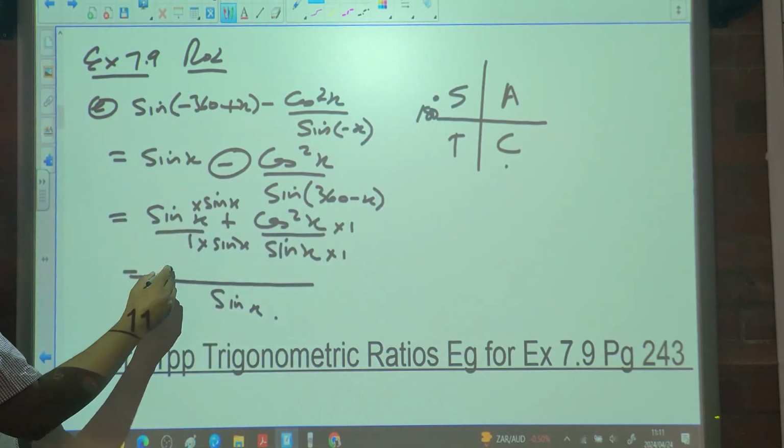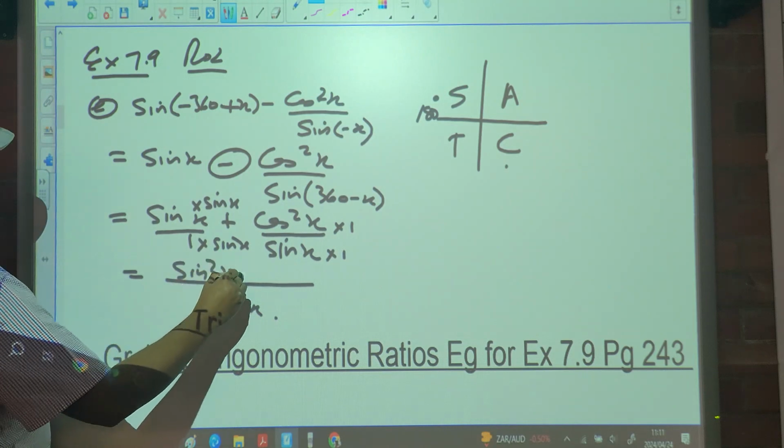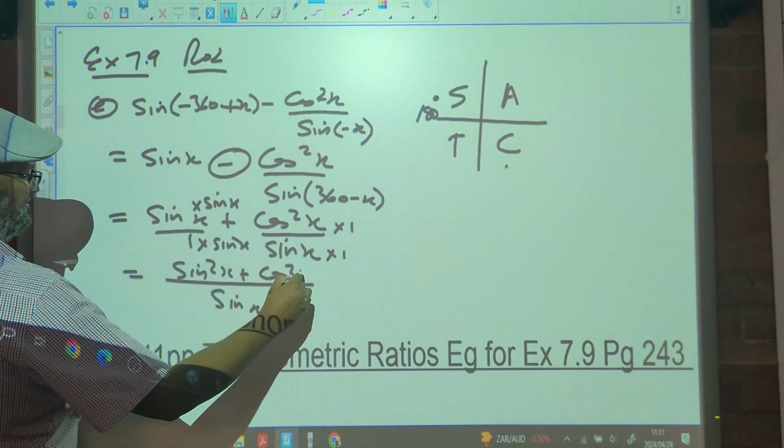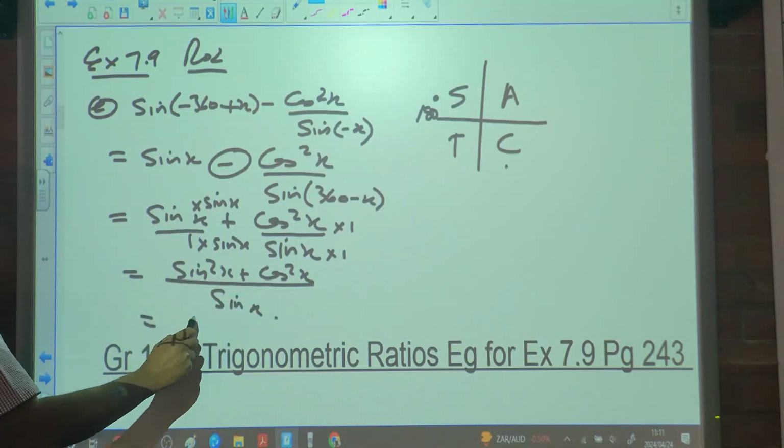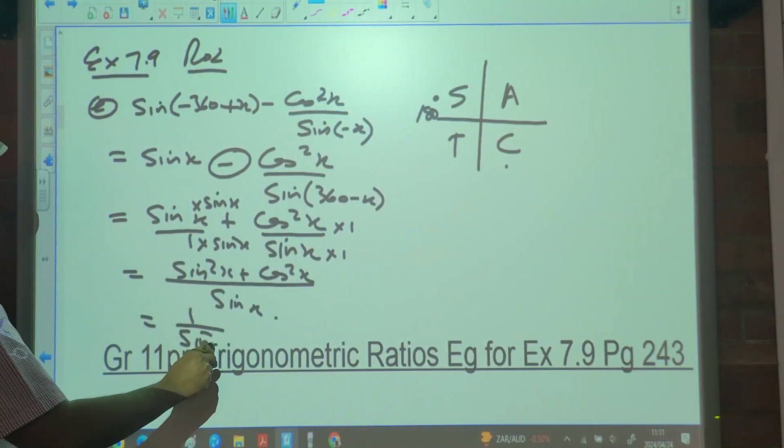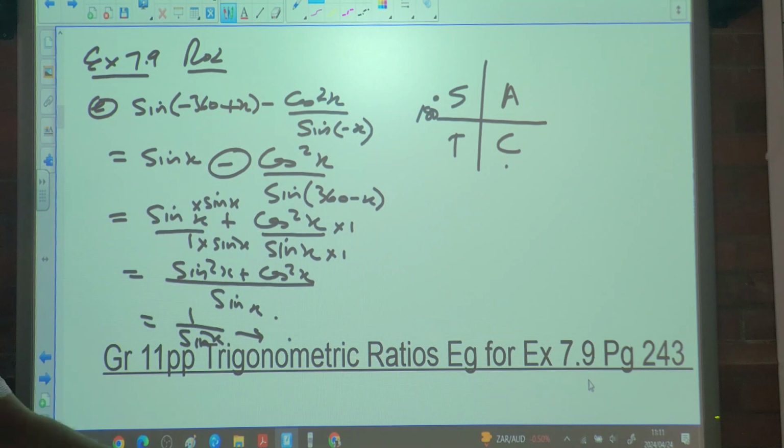What's sin x times sin x? Sin squared x plus cos squared x times 1. What is sin squared x plus cos squared x? It's 1 over sin x. Oh, it's an x.